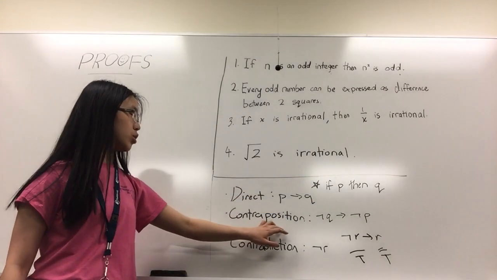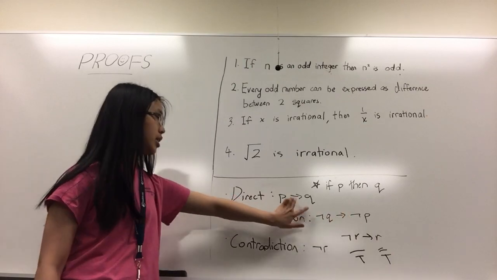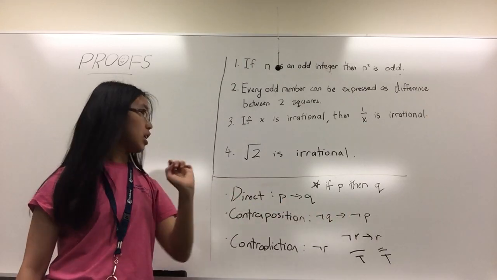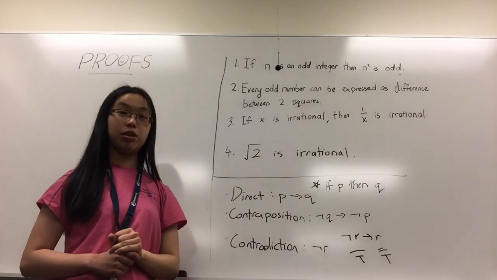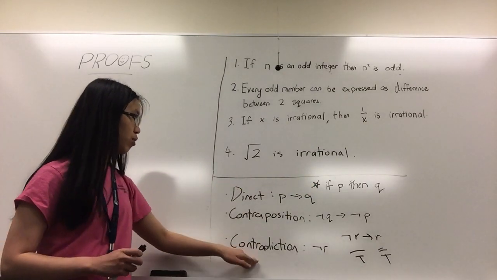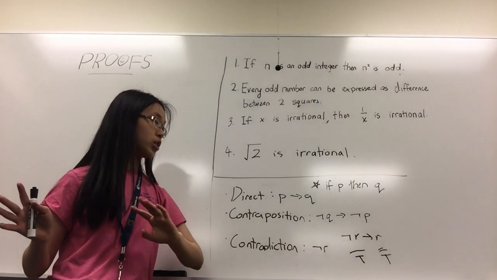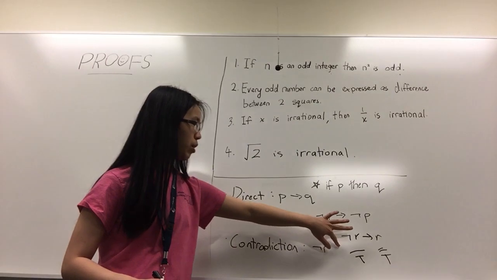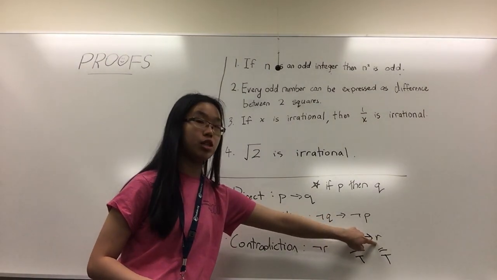And for a proof by contraposition, we start off with not Q and we end up with not P. Since both of these are equivalent, if we have shown this, we have shown the statement to be true as well. For proof by contradiction, we start off by assuming this entire statement is false, and we want to show that this leads to a statement that is true.